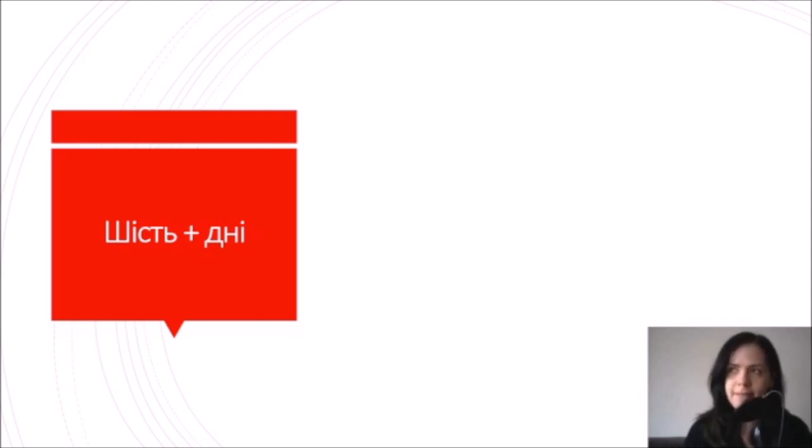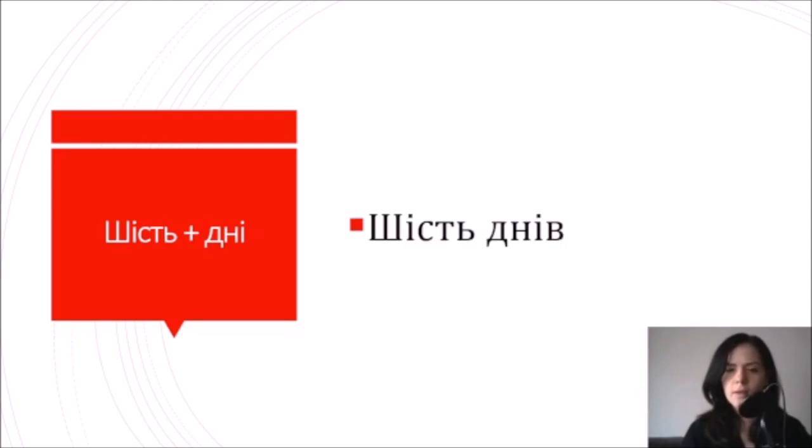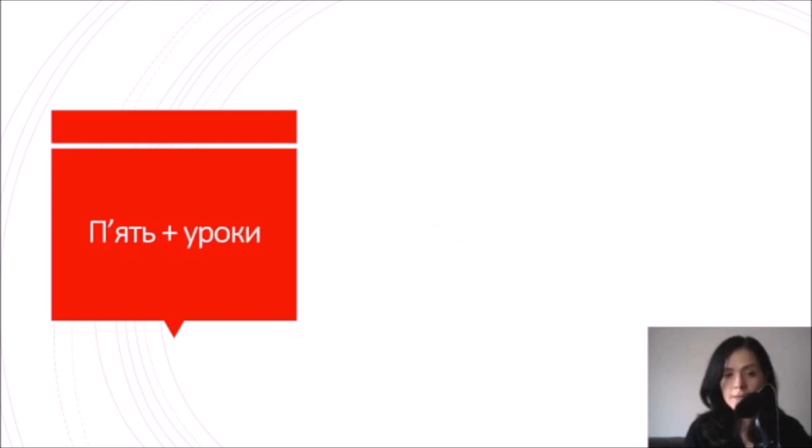Next, also if you remember, we are using the noun in a genitive case together with the numbers that are ending in anything but 1, 2, 3, and 4, right? Except 1, 2, 3, and 4. So, for instance, we have шість, it's 6, and дні means days. So, to say 6 days in Ukrainian, we would use genitive case, and we will have шість днів. Шість днів.